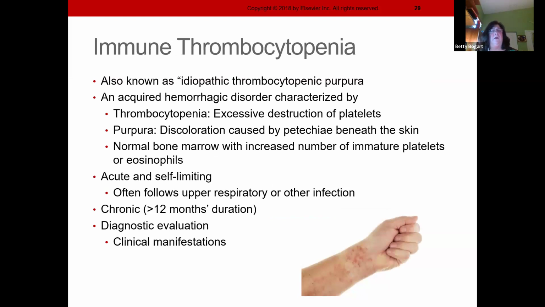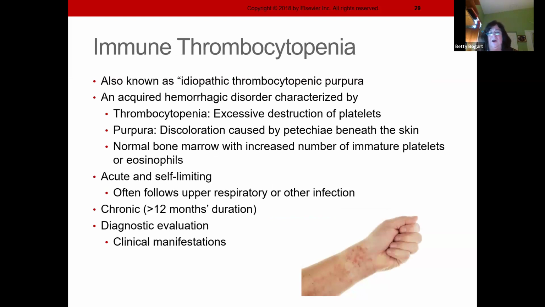Now, immune thrombocytopenic purpura, ITP. P for platelets, which means your platelets are low. Platelets are part of your bleeding coagulopathy, right?